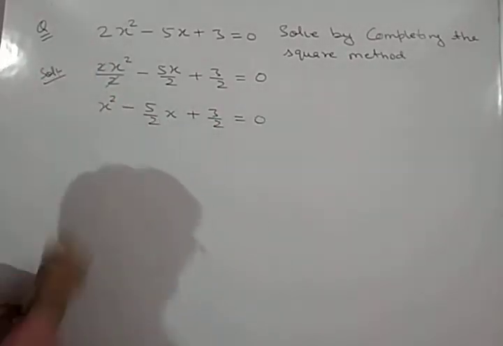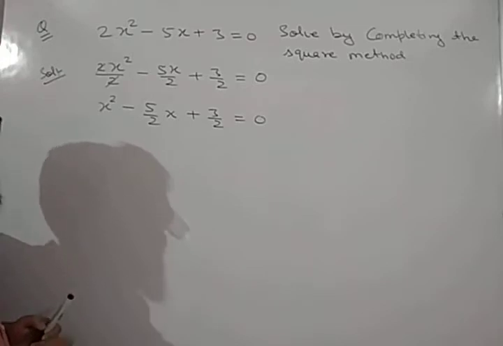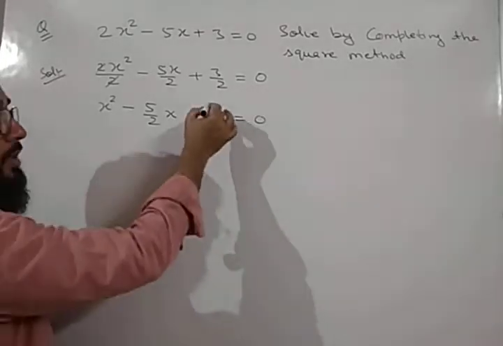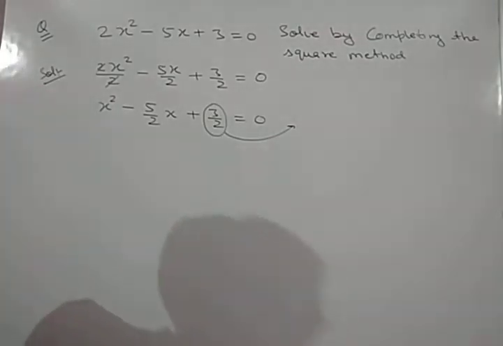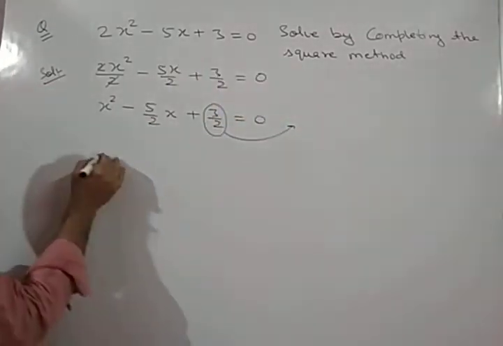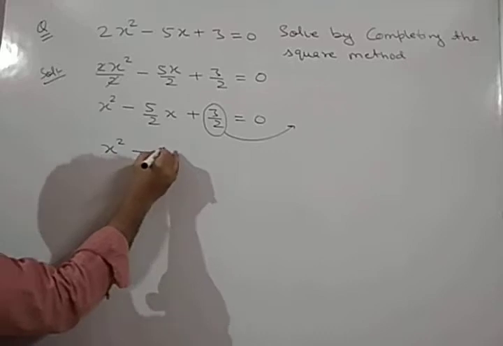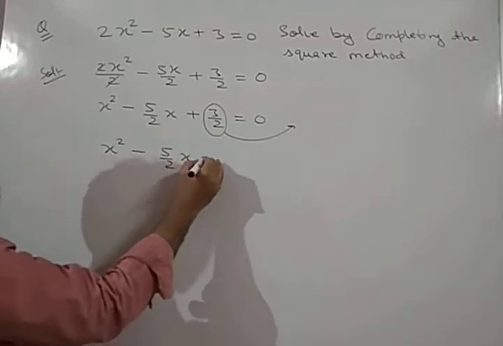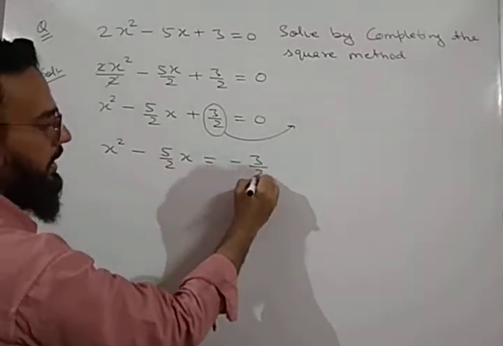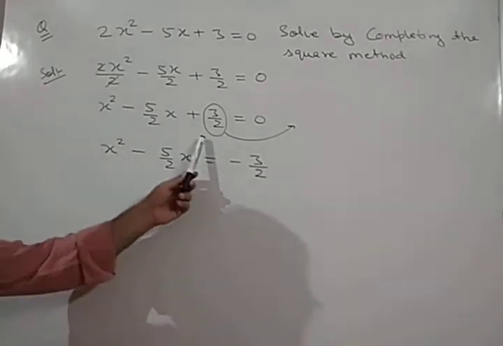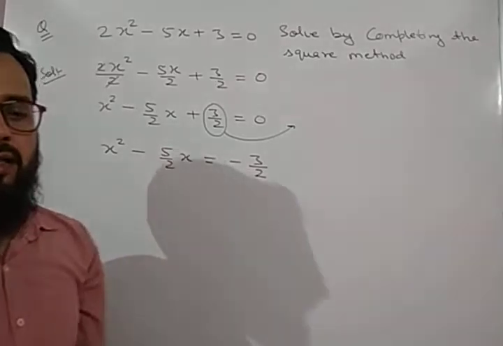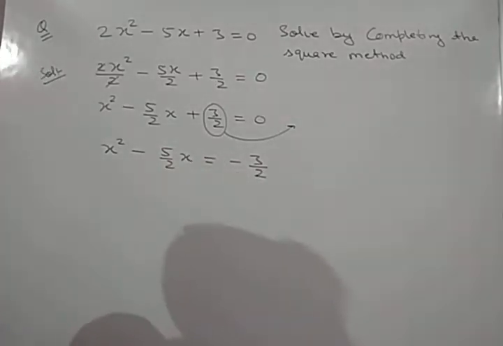We get this equation. Okay, now the second step is we have to take the constant term to the right hand side. So let us take this constant term to the right hand side. We will get x square minus 5 by 2x is equal to minus 3 by 2. Okay, so this is our second step. We have taken the constant term to the right hand side.